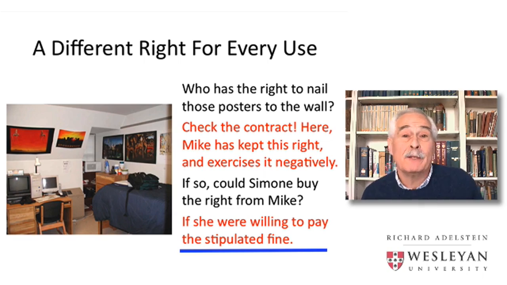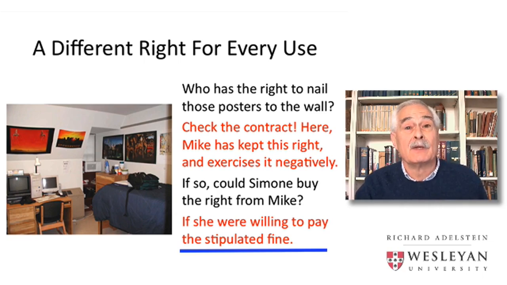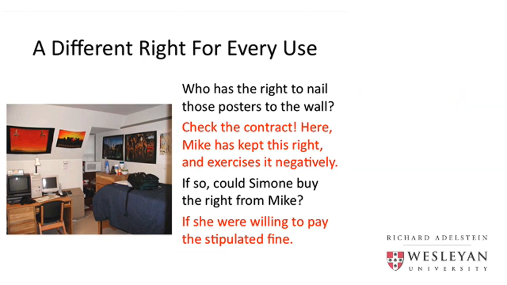So now we have two people who own property rights in Simone's room. Simone, who has the right to live there, and Mike, who has the right to nail posters to the wall, a right that he exercises negatively, except for the payment of fines, which represent a transfer of that property right from Mike to the person who's nailed the nails into the wall and paid for that right by paying the fine.